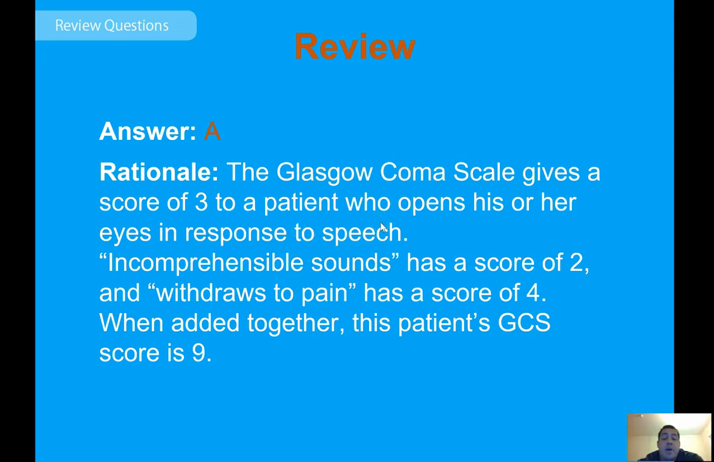So the Glasgow Coma Scale gives a score of 3 to a patient who opens his or her eyes in response to speech, incomprehensible sounds have a score of 2, and withdrawal from pain has a score of 4. When added together, this patient's GCS score is 9. So they have mild dysfunction in their brain. So this is a patient to be monitored, because anything less than 8 is probably going to be going downhill pretty quickly.